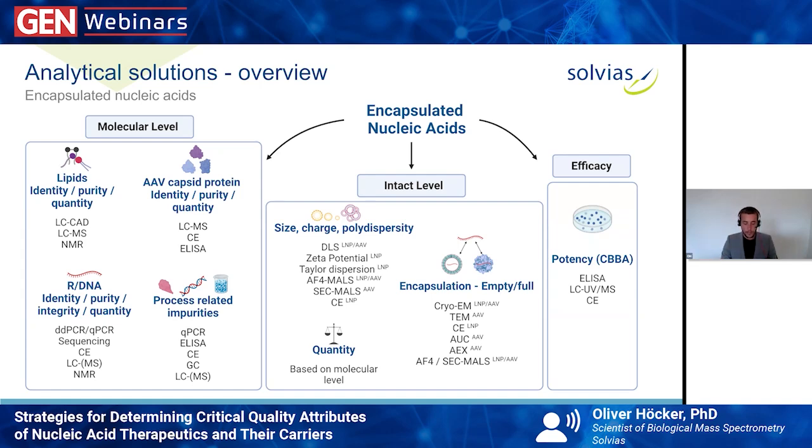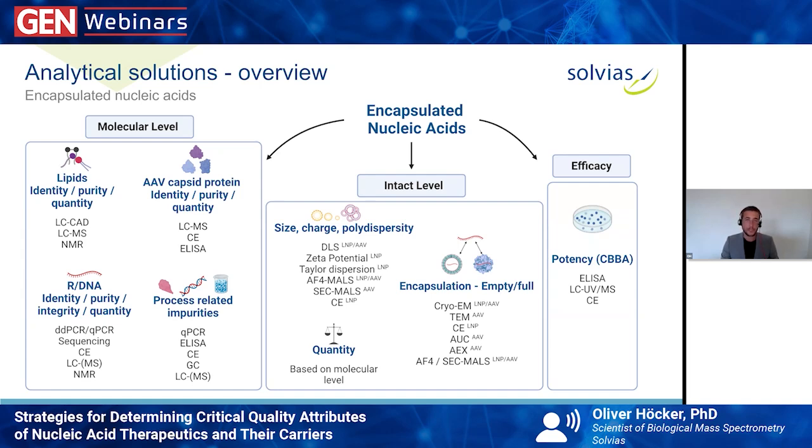We disassemble every compound that makes the LNP or the AAV into its subunits and identify and characterize them, starting with the lipid analysis for LNPs on the upper left, to check that the identity and purity are the correct ones. The same we can do for the AAV capsid proteins. Then, of course, we need to check that the payload is the correct one.